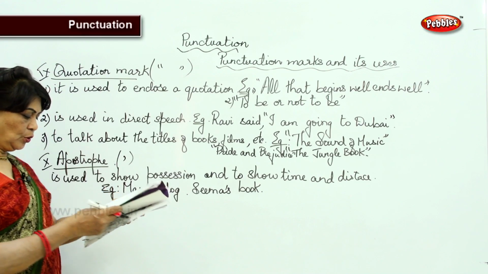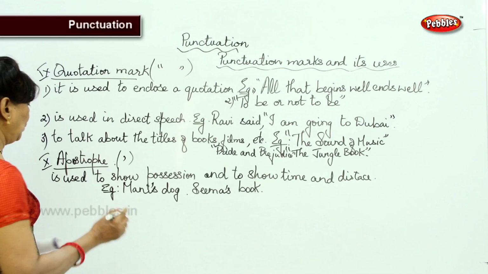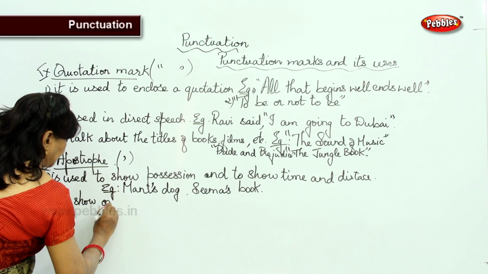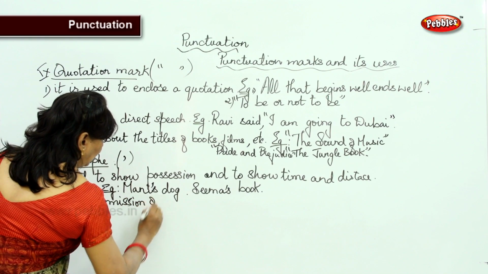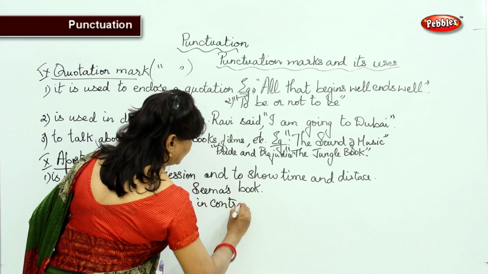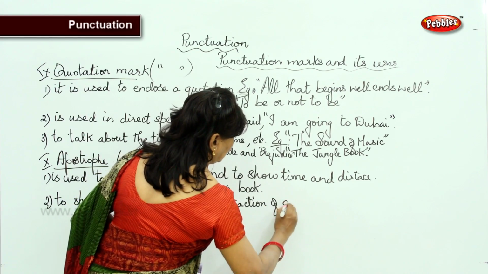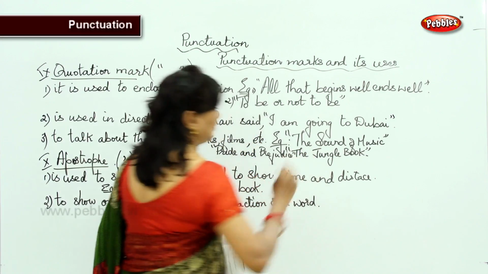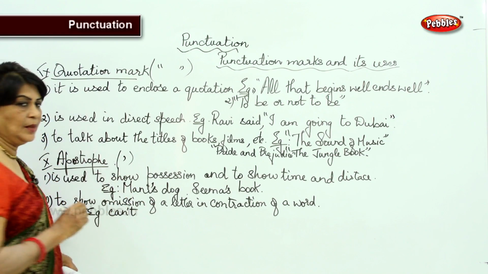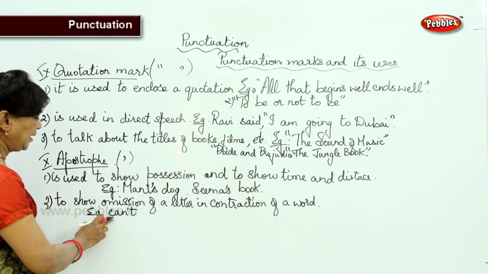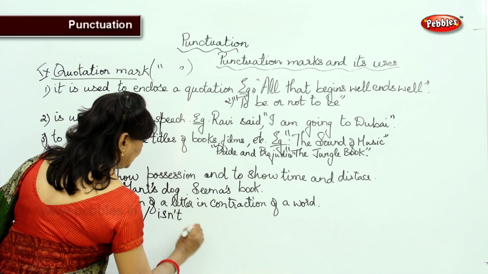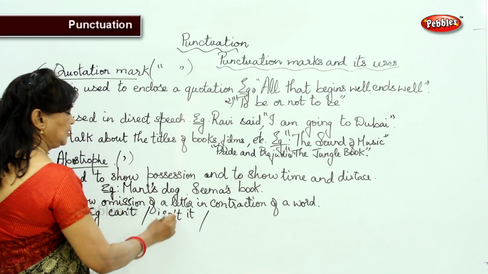Okay, second one, to show omission of some letters during contraction in the form of a word. To show omission of a letter in contraction of a word. Okay, example, if you say CAN apostrophe T, can't, that is cannot is used as can't. I already told you, isn't it, is it not, okay.